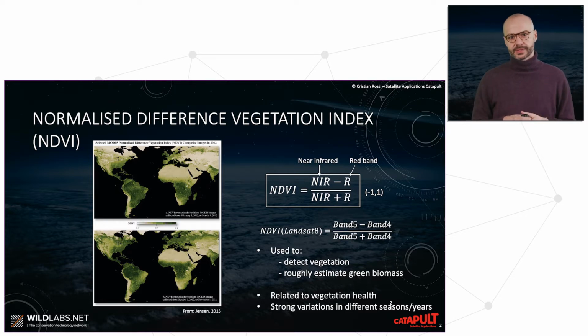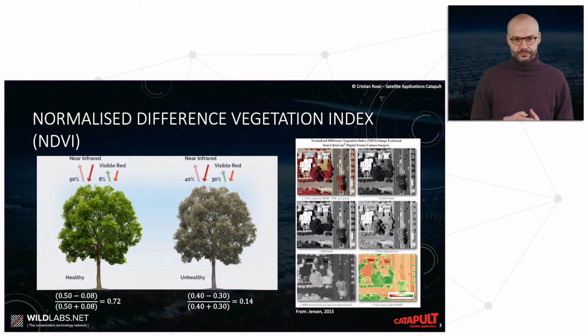NDVI is very important because it's often used to detect vegetation and to estimate generally the green biomass. It's very much related to vegetation health, as I will explain in the next slide. And there are clearly strong variations depending on the different season and even different year. We can see an example in this figure of a summer versus a winter capture of the NDVI. You can see how vegetation areas are quite well captured here in green, just looking at this specific product.